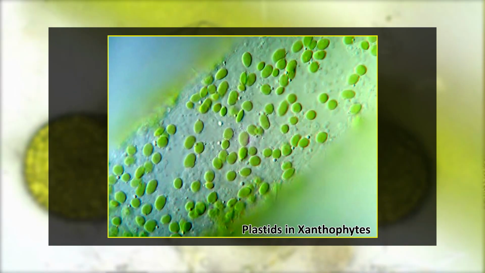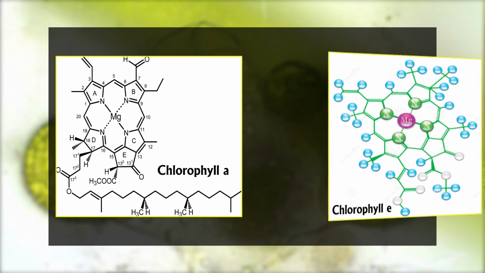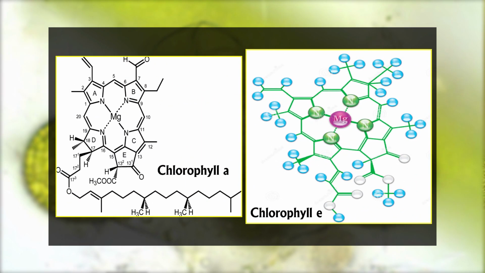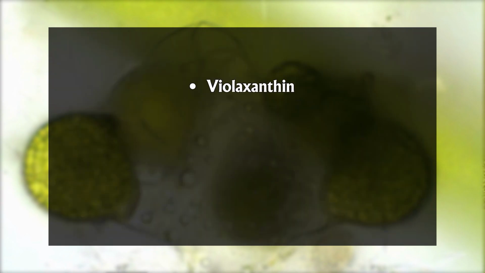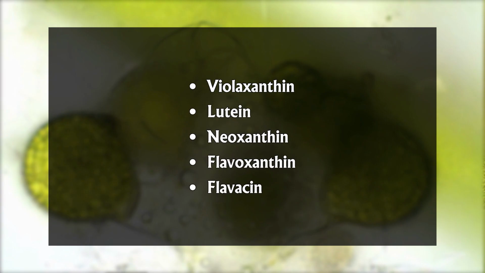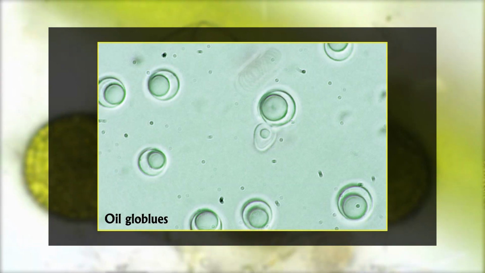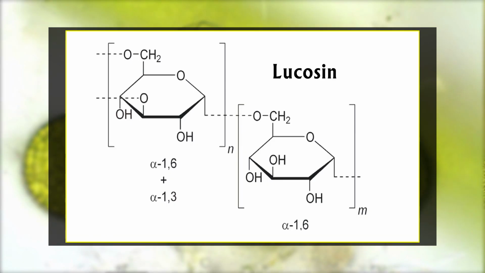Plastids are yellow-green in color. The photosynthetic pigments include chlorophyll A and chlorophyll E. In addition to chlorophyll, there is carotene and xanthophylls. The chief xanthophyll present is diadinoxanthin. The other xanthophylls are violaxanthin, lutein, neoxanthin, flavoxanthin and vaucheriaxanthin. The carotenoids are normally present in excess amount than chlorophyll, which gives them yellow or orange color. Chlorophyll B is absent. The reserve food is oil, lipid or leucosin.